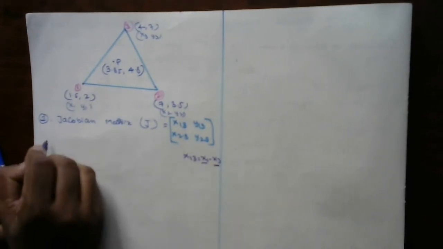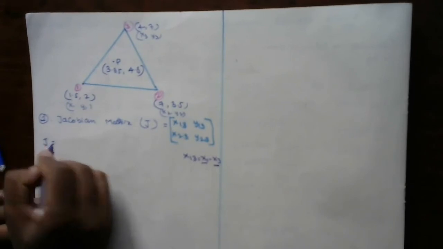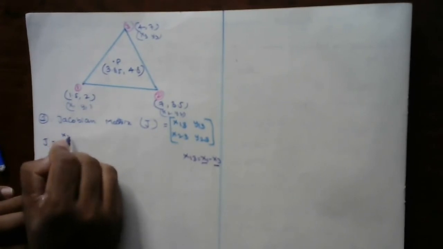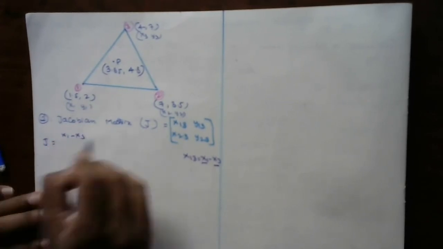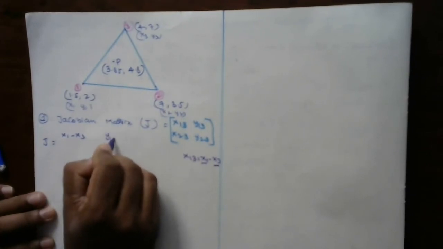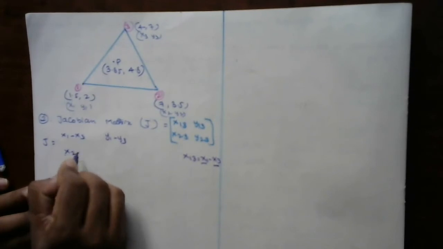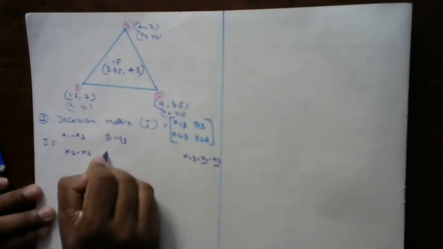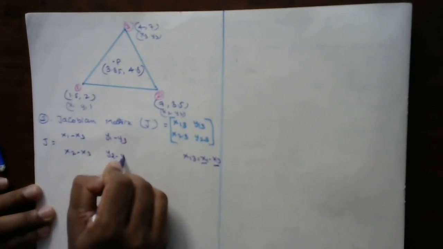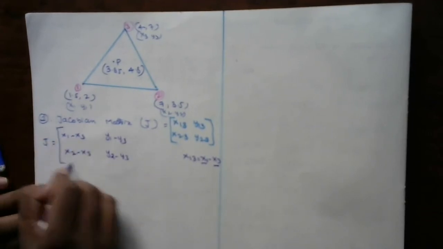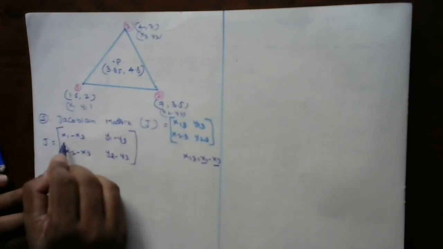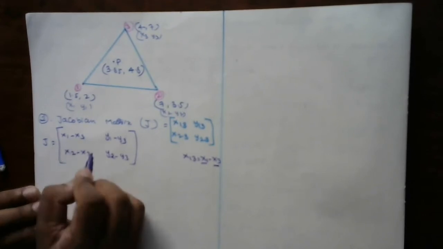So therefore it is possible to write J as x1 minus x3, and the second one can be written as y1 minus y3, the third one as x2 minus x3, and this y23 can be written as y2 minus y3. So this is a known formula. Now I know each and every coordinate value, that is x1, x2, x3, y1, y2, y3.